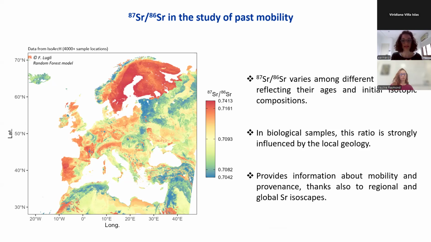And strontium provides a lot of information about the mobility and also the provenance of individuals, thanks to the use of isoscapes like this one, which is the isoscape of Europe, showing in red the more radiogenic areas, and in blue the less radiogenic areas. Maps like this one are widely present in the literature today, available for many parts of the world, and they are very useful to track the provenance of animals.